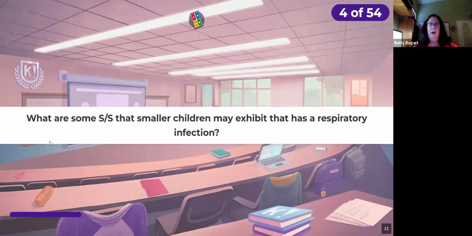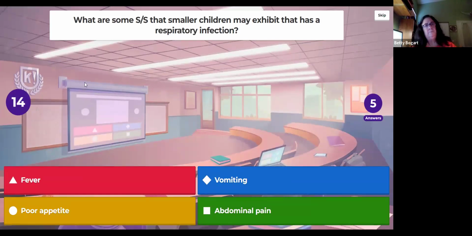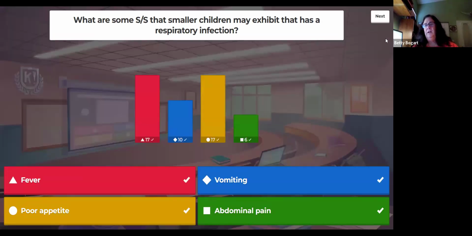Multi. What are signs and symptoms that smaller children may exhibit that have a respiratory infection? So these children may or may not have a fever, even low-grade fevers. They feel miserable with them. Of course, they're not going to eat. If they're vomiting, you know there's something going on. And of course, their tummy's going to hurt. So any of these symptoms, you're going to say, what's going on?